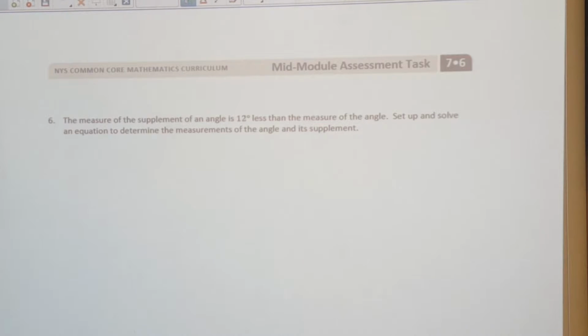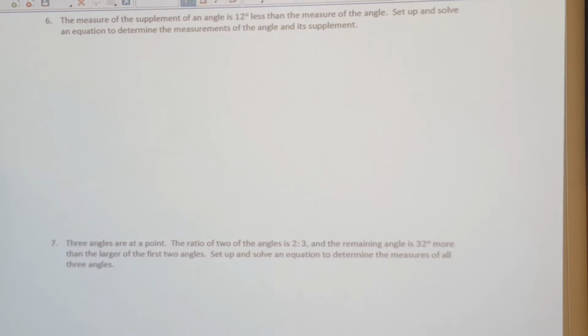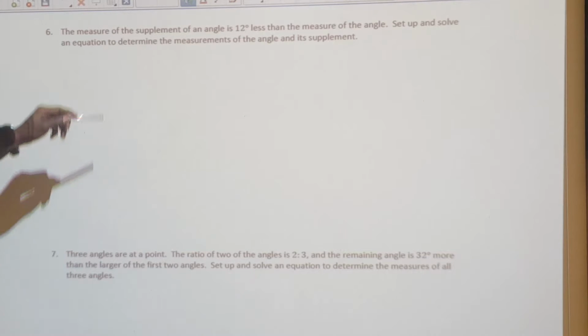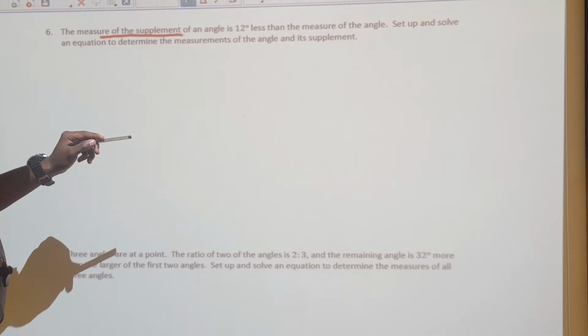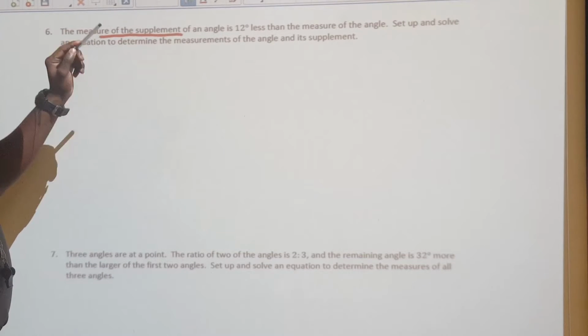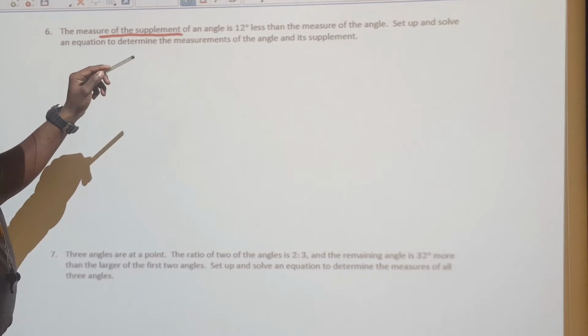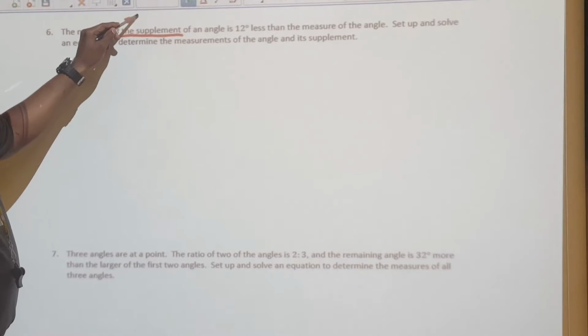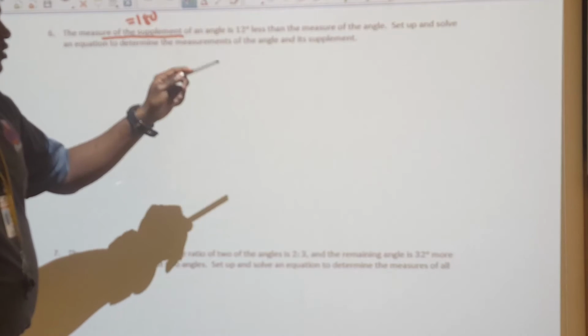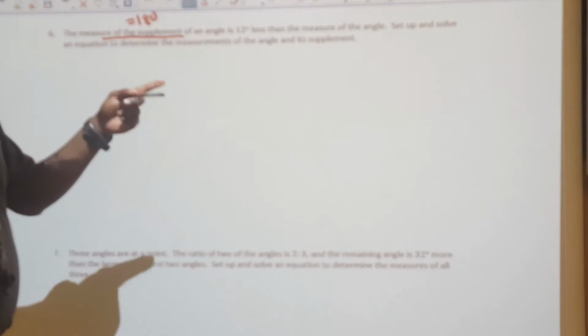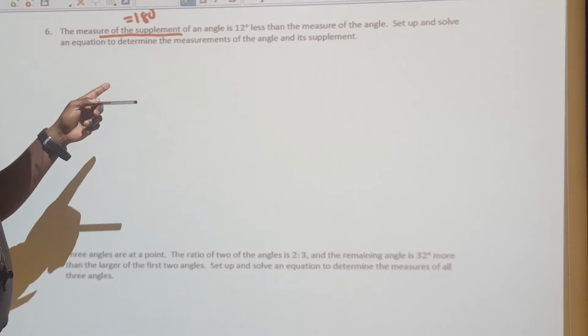All right, let's move on to a hard one. The measure of the supplement of an angle, I know that supplementary angles equal 180 degrees, is 12 less than the measure of the angle. Set up and solve the equation to determine the two angles.